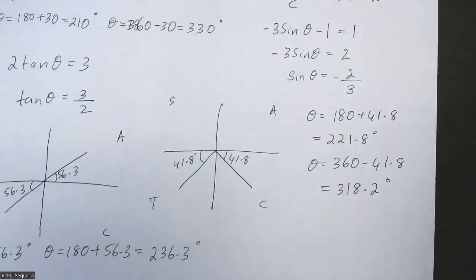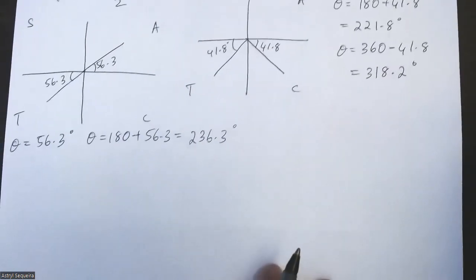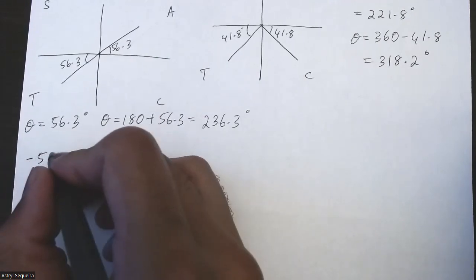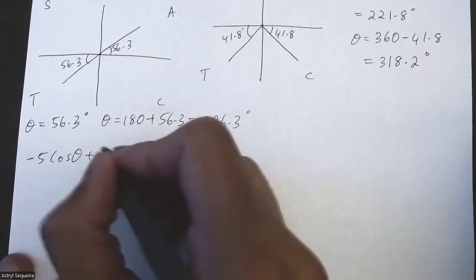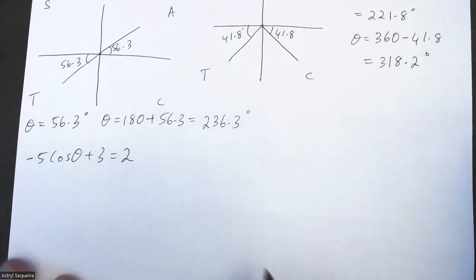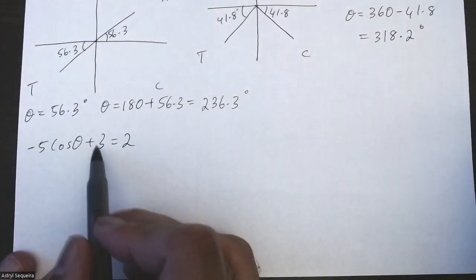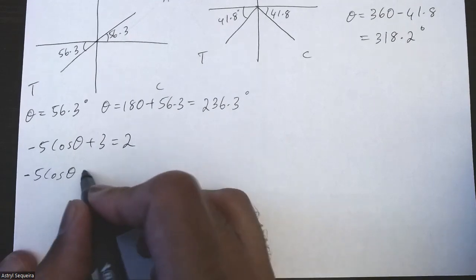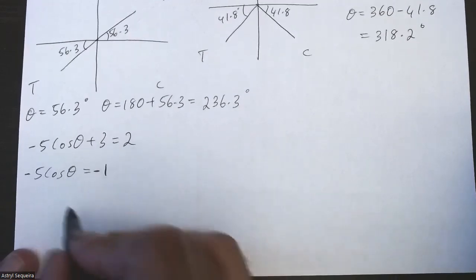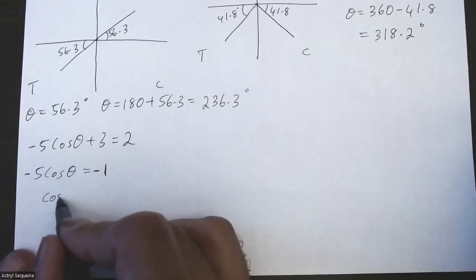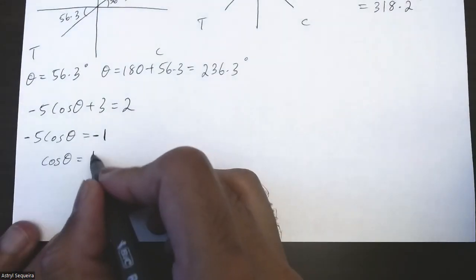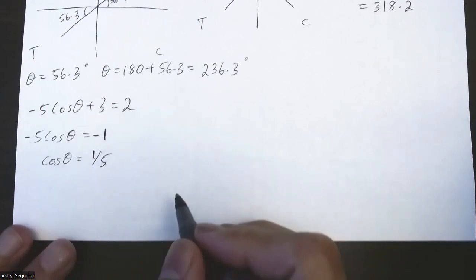All right, last few questions. So negative 5 cos theta plus 3 equals 2. So I'll start by subtracting the 3 on the other side. So negative 5 cos theta equals negative 1. And I'll divide both sides by negative 5. So I get cos theta equals 1 over 5.